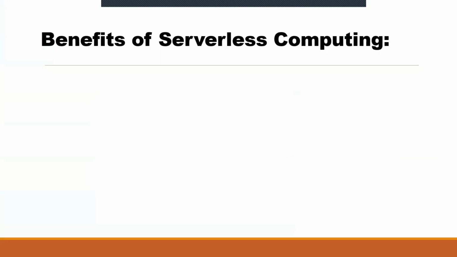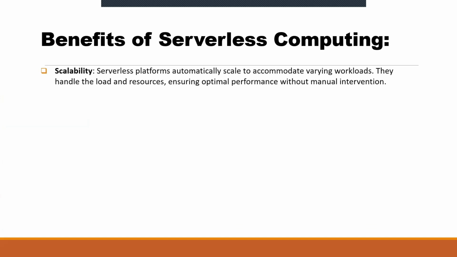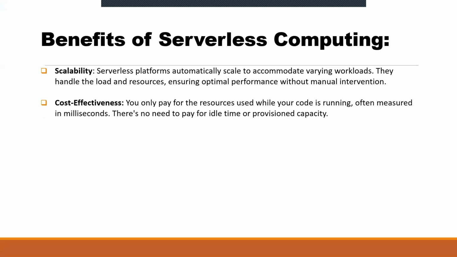So now we will see what are the benefits of serverless computing. Why are we using AWS Lambda, and why should we use serverless computing? Why should the developer need serverless computing? We'll see the benefits of it. First is scalability. Serverless platforms automatically scale to accommodate varying workloads. They handle the load and resources, ensuring optimal performance without manual intervention. Second is cost effectiveness. You only pay for the resources used while your code is running, often measured in milliseconds. There is no need to pay for idle time or provisioned capacity.